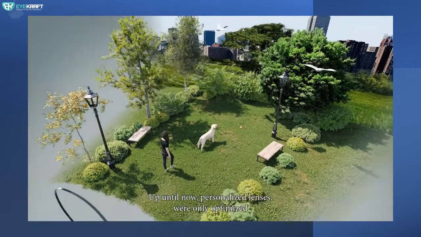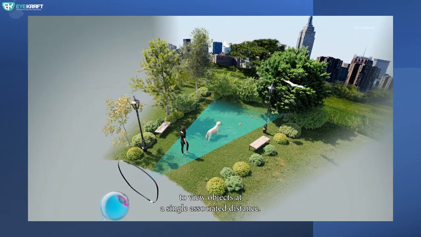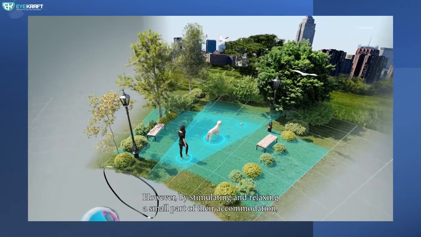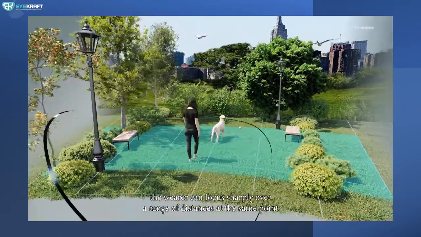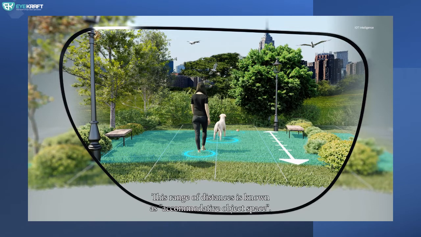Up until now, custom lenses were only optimized to view objects at a single associated distance. However, by stimulating and relaxing a small part of their accommodation, the wearer can focus sharply over a range of distances at the same point on the lens without moving their eyes or changing their gaze direction. This range of distances is known as accommodative object space.